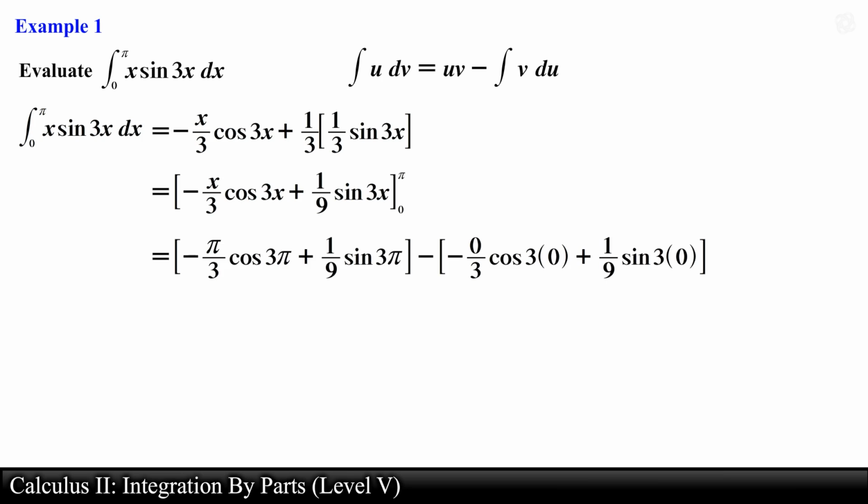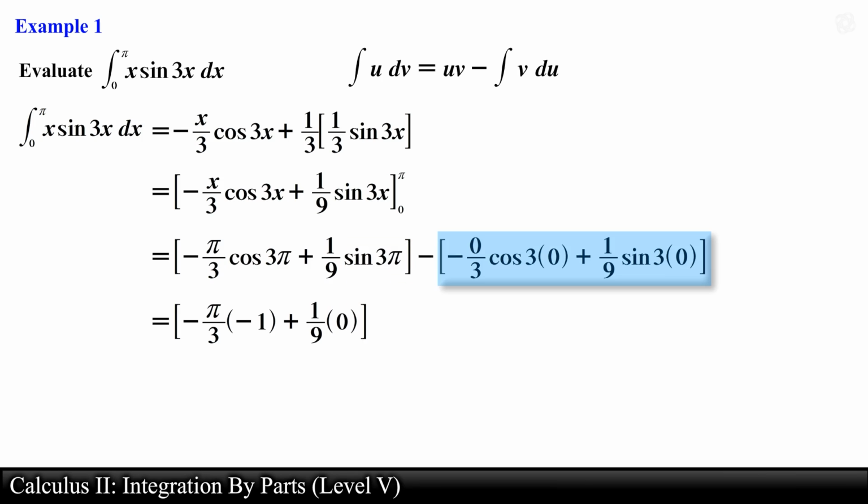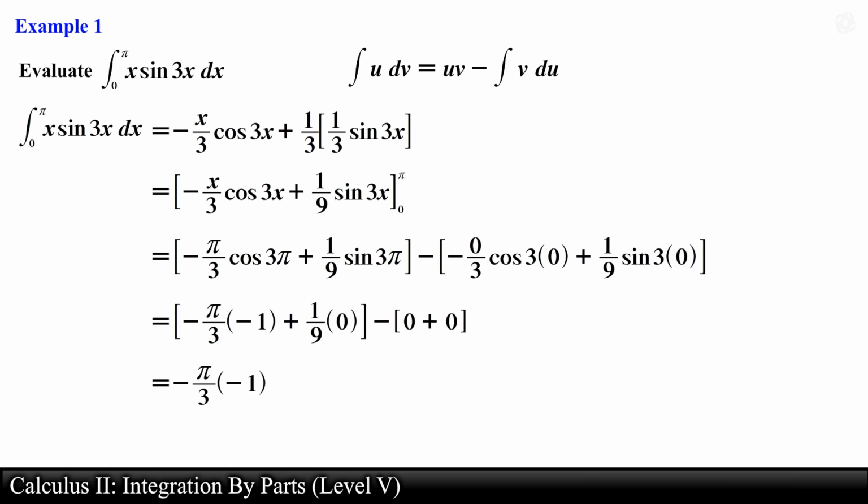We can simplify the terms of the left bracket by noticing that cosine of 3 pi is equivalent to cosine of pi, which is equal to negative 1. In the same manner, sine of 3 pi is equivalent to sine of pi, which reduces to 0. The terms in the right bracket reduce to 0 because 0 times any number is equal to 0, and sine of 3 times 0 is equivalent to sine of 0, which simplifies to 0. Simplifying the expression, we have that the final answer is equal to pi over 3.